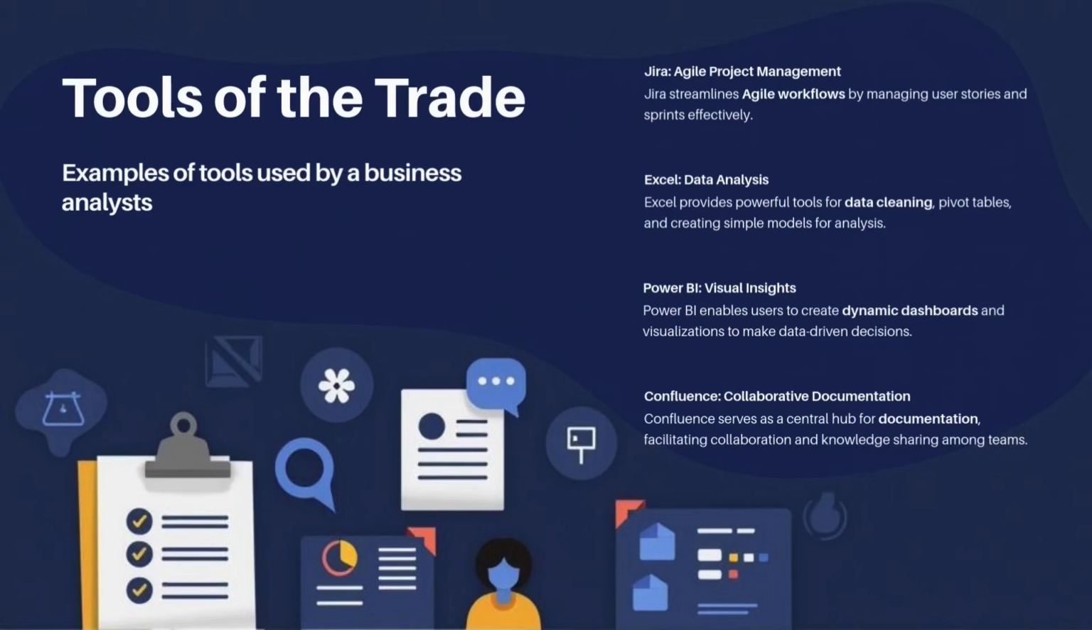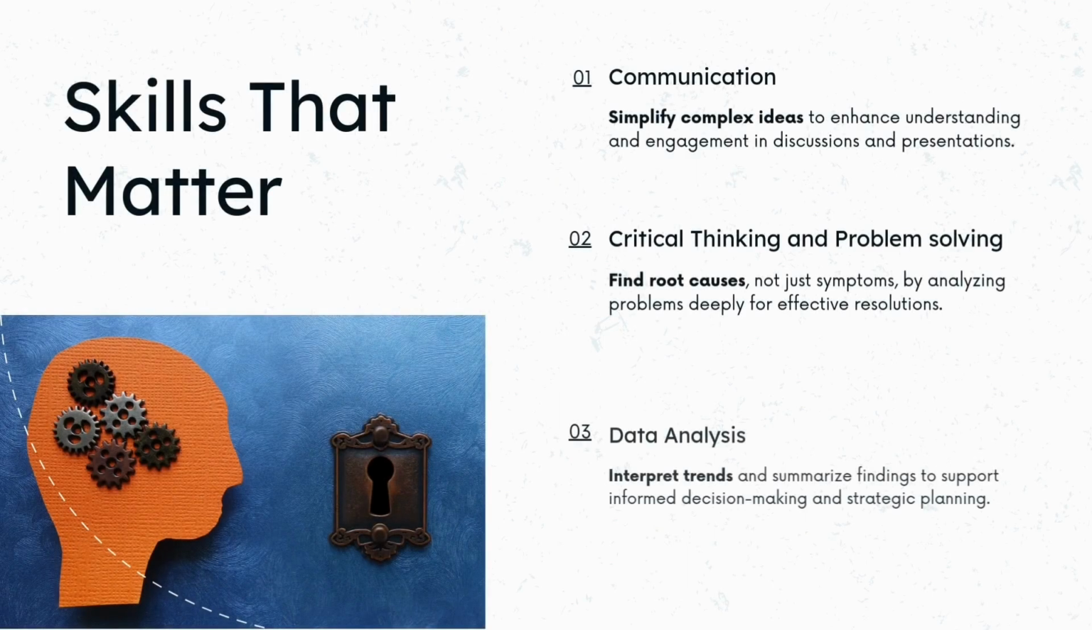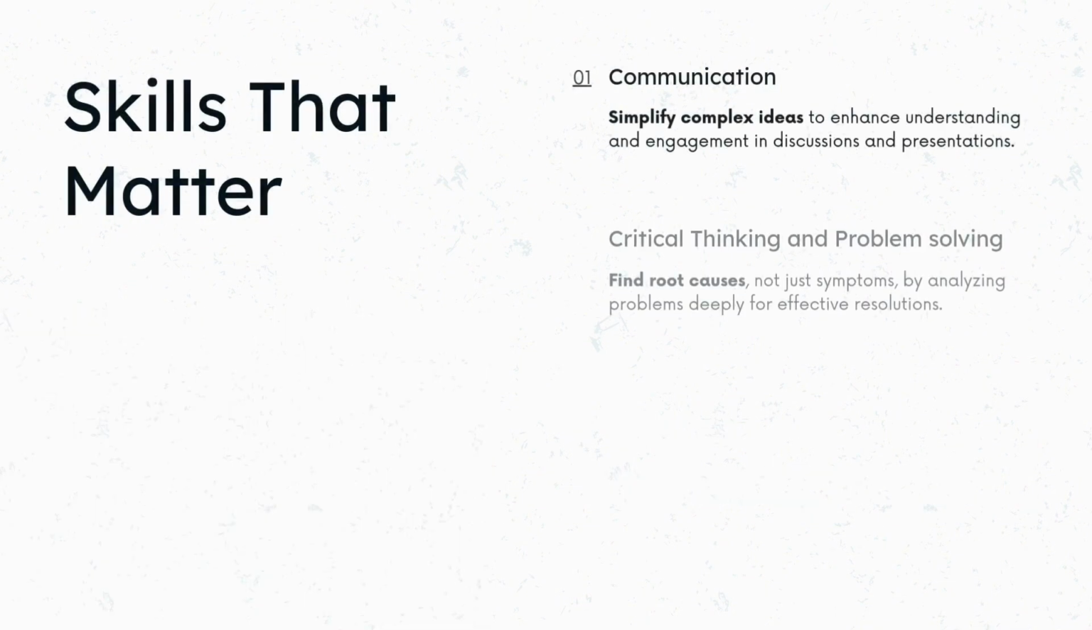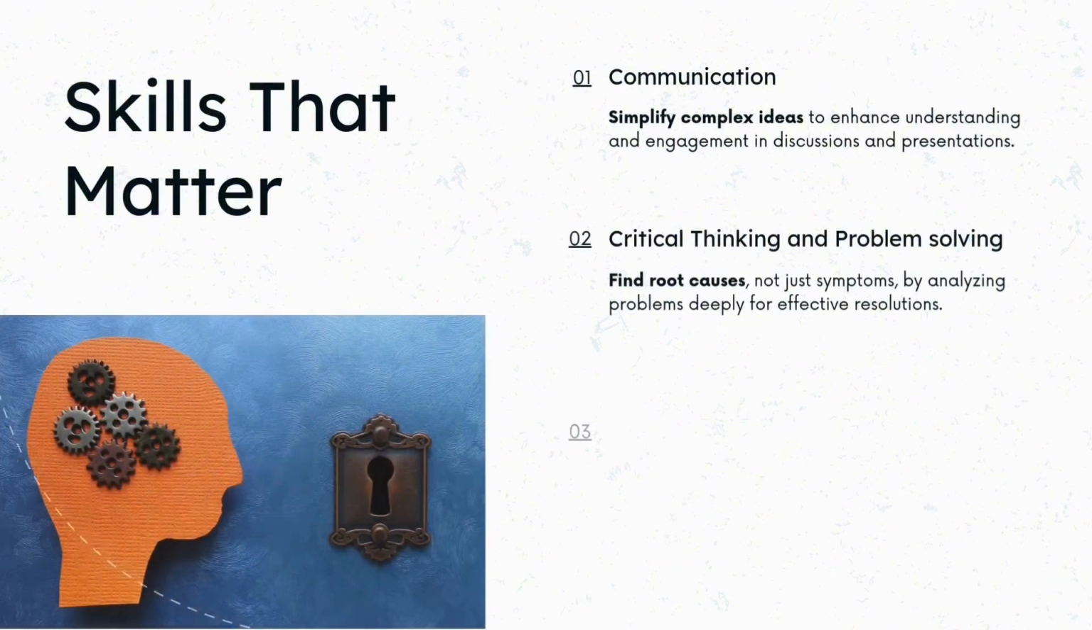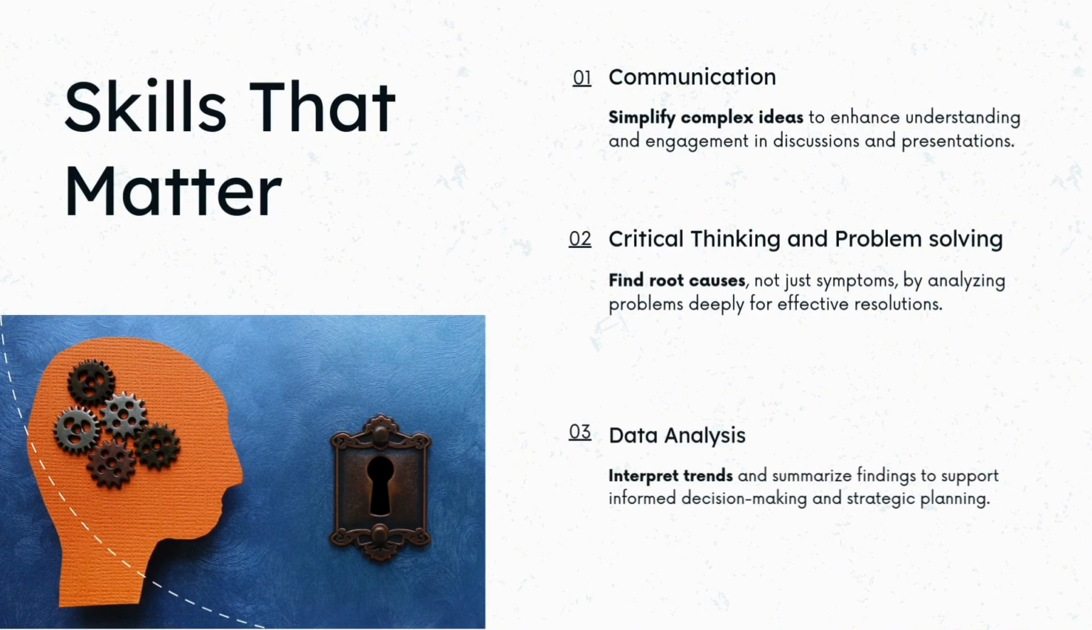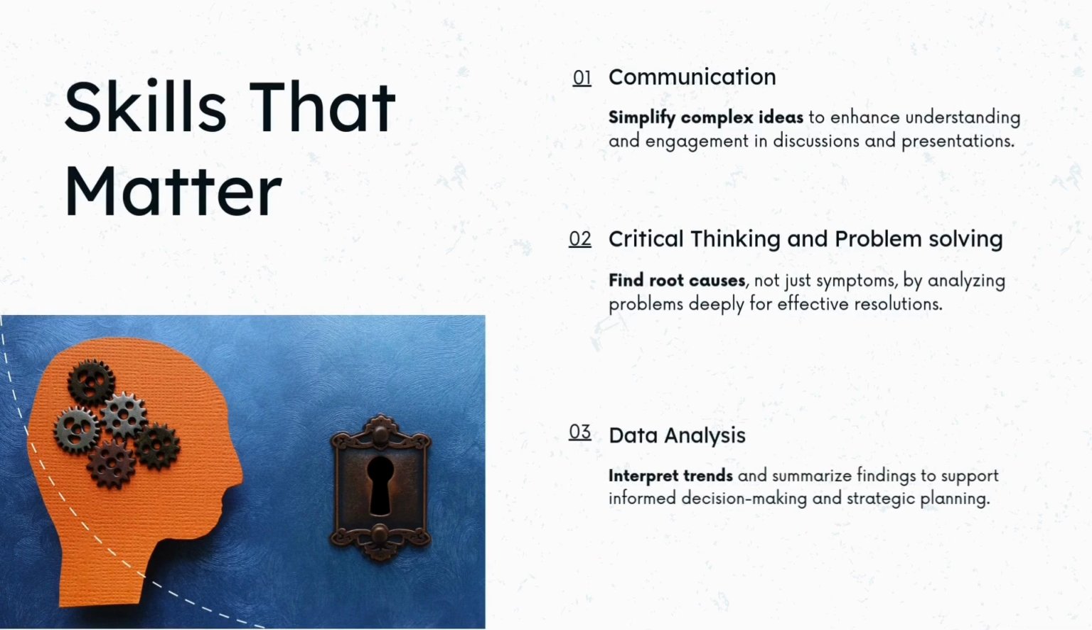Beyond tools, the soft and analytical skills make a BA truly effective. Communication is number one. You need to explain complex ideas in simple language, both in meetings and in documents. Critical thinking is also essential. Stakeholders often describe symptoms, not root causes. A BA asks why repeatedly until the real problem surfaces.